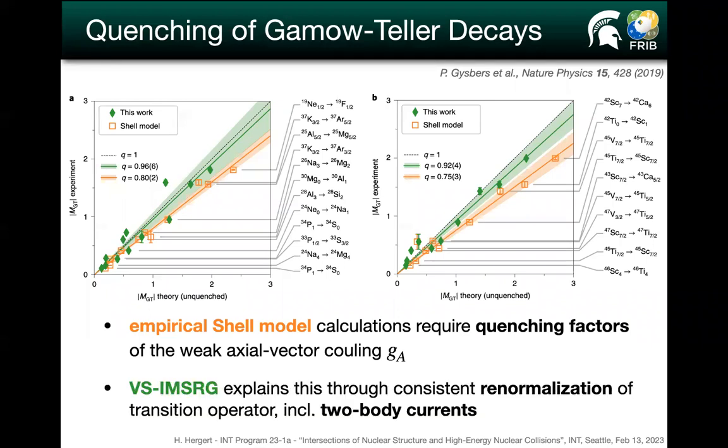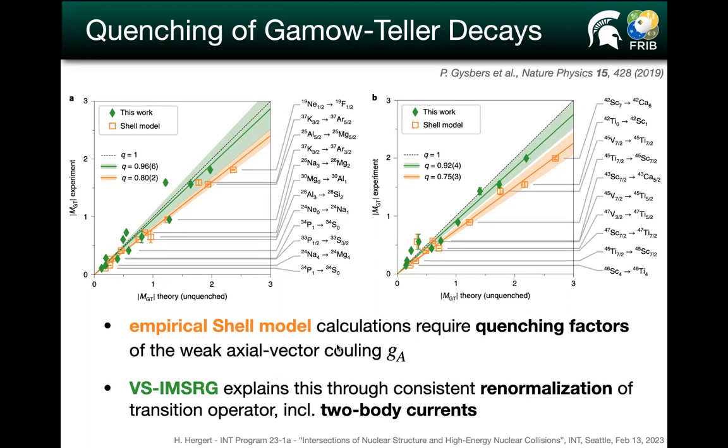But then in green, we show what happens if you do valence space in-medium SRG and you consistently renormalize the operator and also account for current corrections to the electroweak transition operator. So you build the transition operator according to EFT principles. And as you can see, it's not totally perfect yet because there are still truncations in the valence space IMSRG, but you essentially can explain away this empirical quenching.